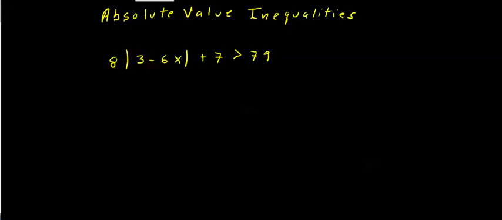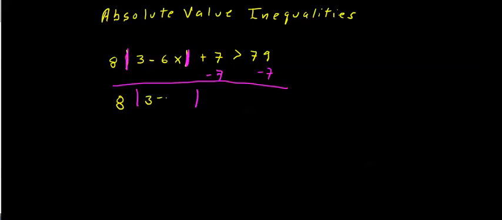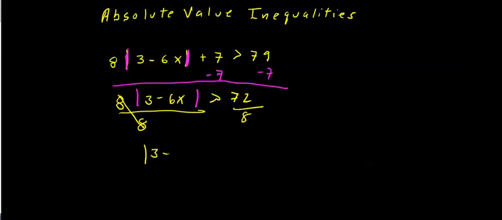Okay, this is our optional video on absolute value inequalities. Step one is to isolate the absolute value. I want to get the absolute value by itself, and I do not touch what's inside. So minus 7 to both sides, and I end up with 8 times my absolute value of 3 minus 6x is greater than 72. Now I'm going to divide both sides by 8 to cancel this. And I get the absolute value of 3 minus 6x is greater than 9.